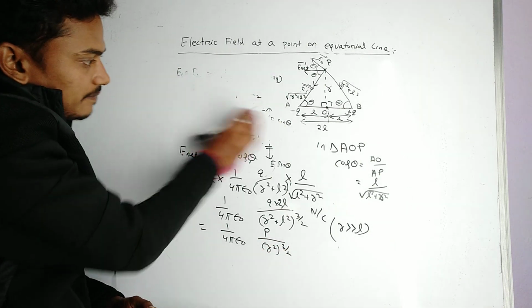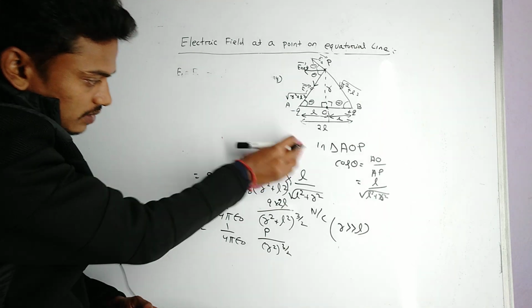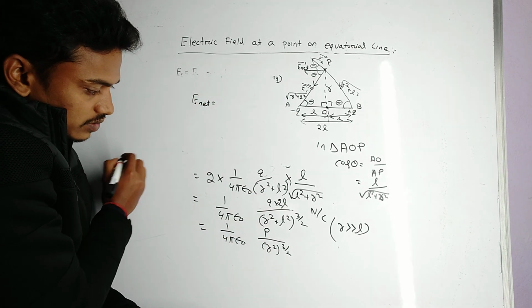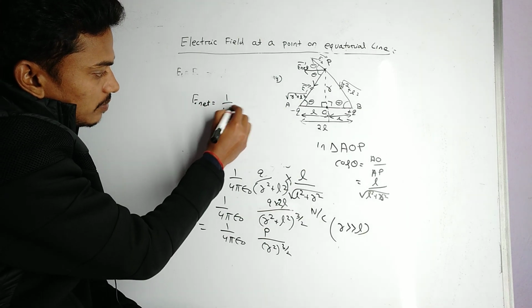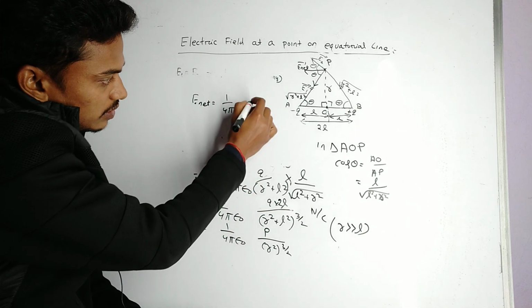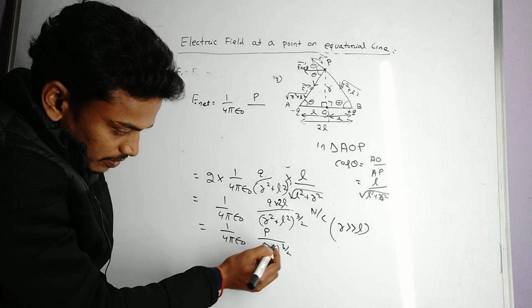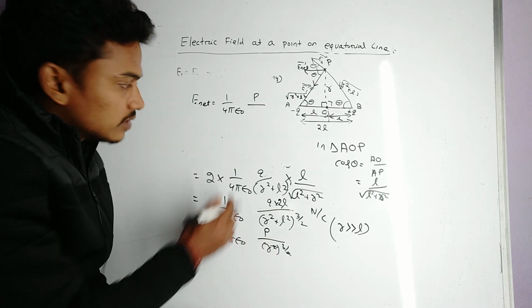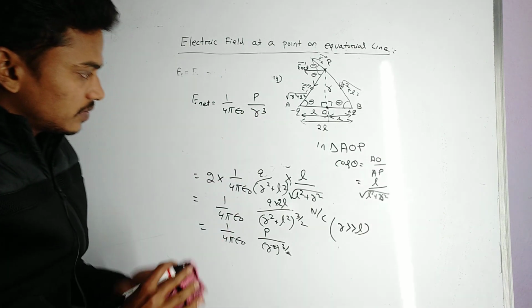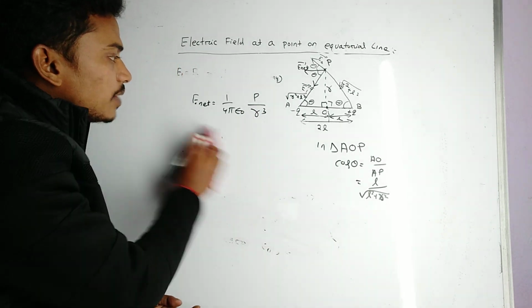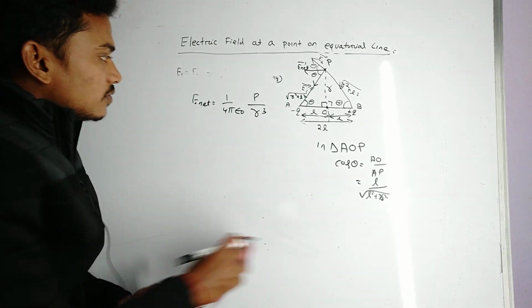So E net is equal to 1 by 4 pi epsilon naught P by R square to the power 3 by 2. So it becomes R cube. So E net will be 1 by 4 pi epsilon 0 P by R cube.